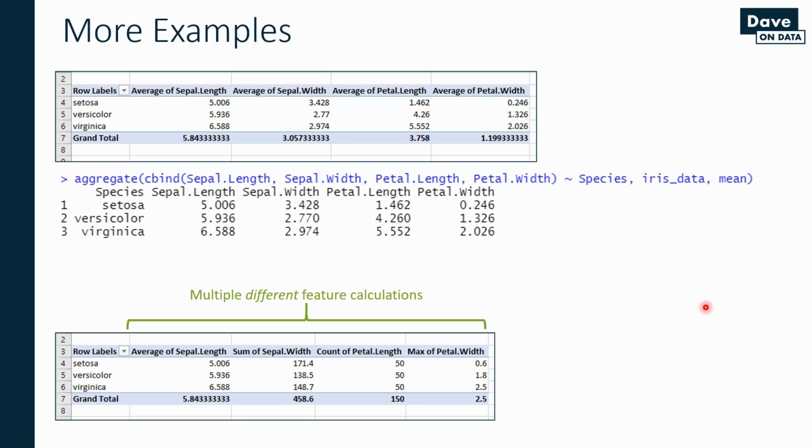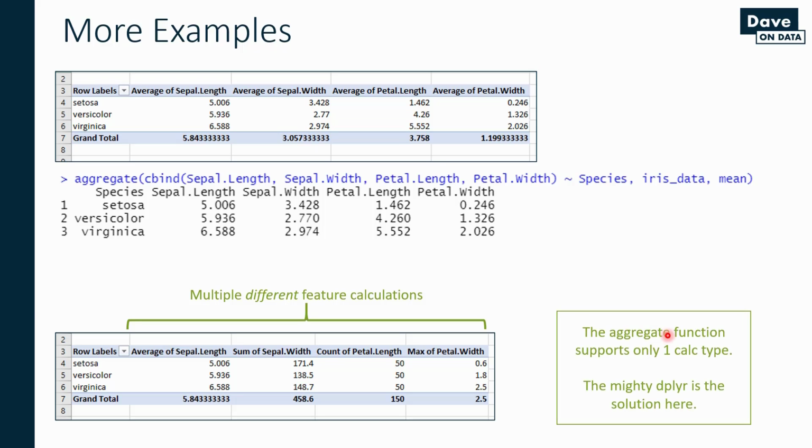Next up, what's really common to do in an Excel pivot table is to do different types of calculations on the features. So what you can see here is I have a grouping by species, and I'm calculating the average of sepal length, the sum of sepal width, the count of petal length, and the max value of petal width. Different feature calculations here for each one of the numeric features. Now here's the kicker. This is extremely easily done in Excel. It's done all the time.